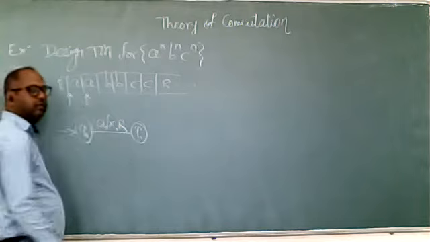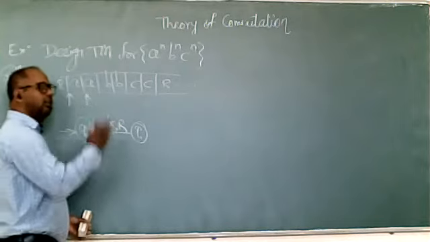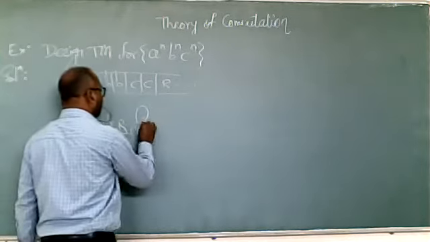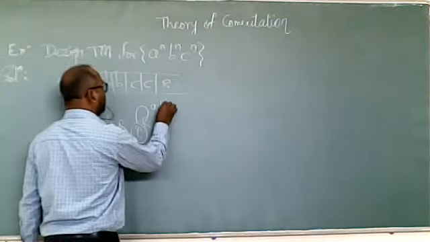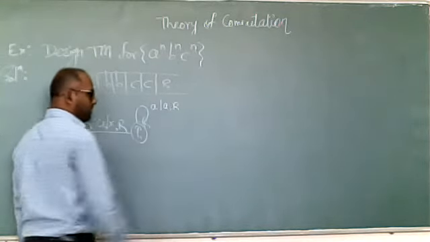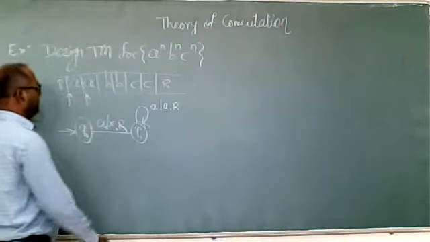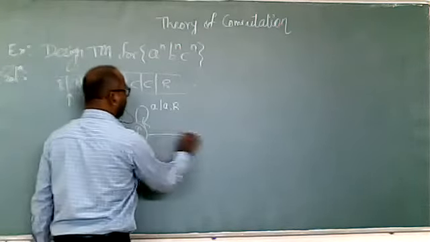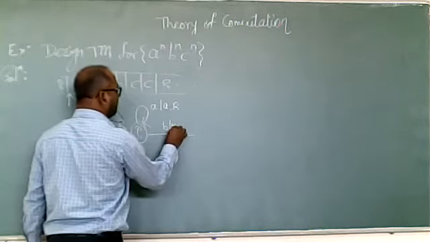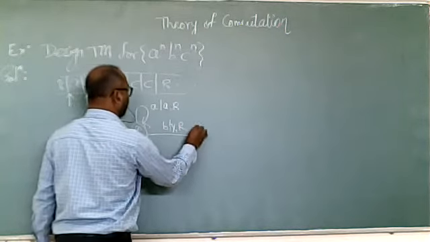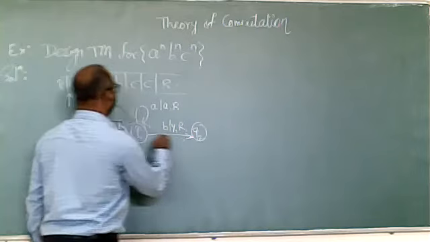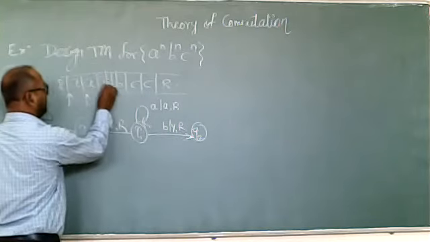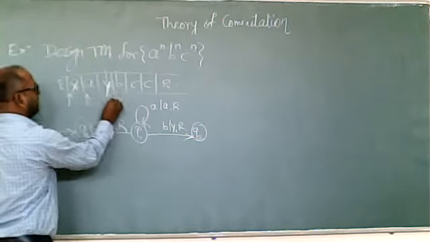Now the next A's we have to skip. All the A's we should skip. So there will be a loop: A, skip A, and direction will be right. Now we are getting B. B we will mark as Y, and direction will be right.